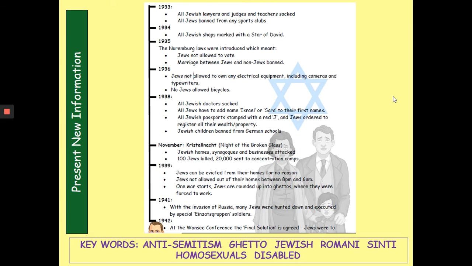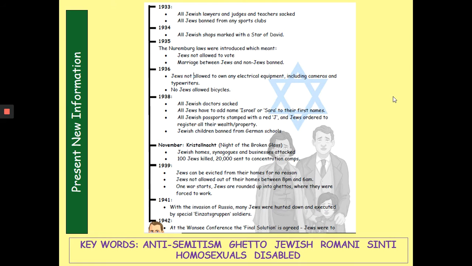1938, all Jewish doctors sacked. All Jewish people to add the name Israel or Sarah to their first names, again making it very, very obvious which among the German populace are the Jewish people. All Jewish passports stamped with a red J, again identifying them, marking them out, making them seem as if they're not supposed to be there. And Jews ordered to register all of their wealth and property. They have to say to the German government what they own. Jewish people banned from German schools. Okay, so segregation. So there are Jewish schools and there are German schools now kept separate from each other.